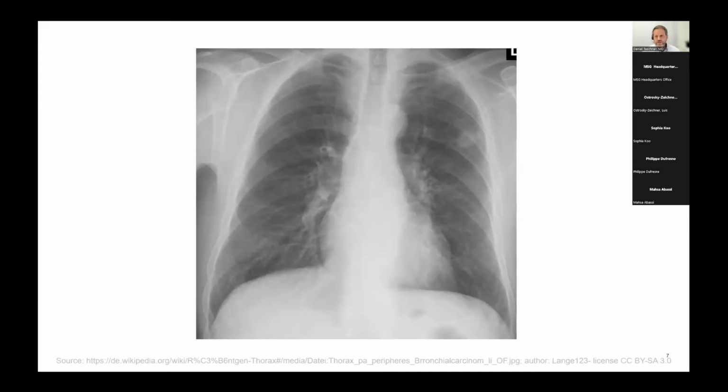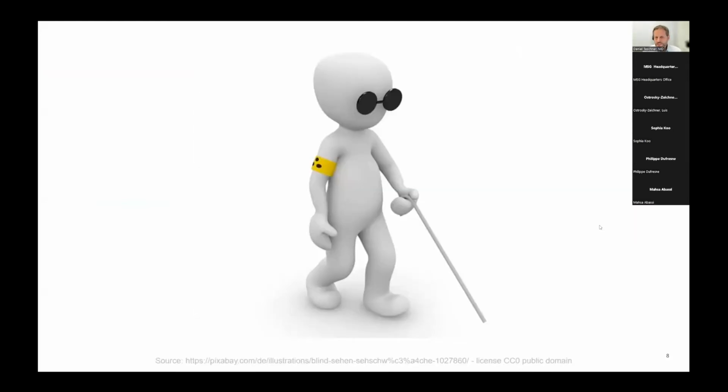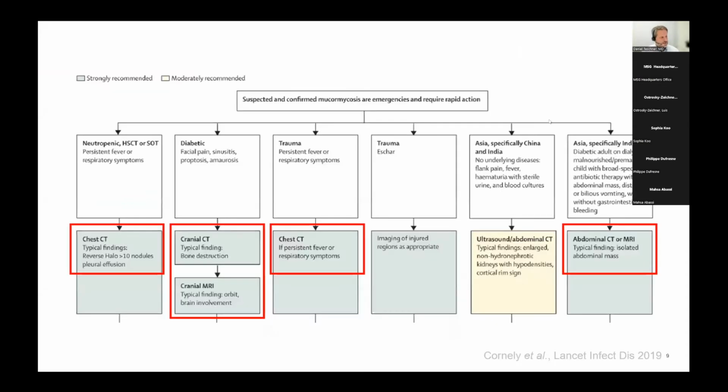You all know the conventional chest X-ray doesn't really play a role in detection of invasive fungal diseases, especially in the lungs. You can see here a bronchial carcinoma, but nevertheless, the conventional chest X-ray is not very sensitive, and that's the reason why our guidelines in the US and in Europe and all over the world definitely recommend computed tomography as standard of care, especially when focused on the lungs, and when you have cranial or CNS infections, you will head for an MRI.